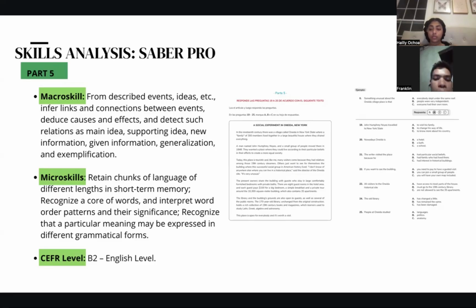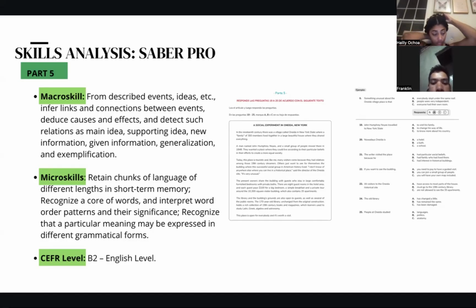Right here we have microskills, which are going to be important to evaluate them. In a micro quiz, we had to take into account the description of the events and ideas, and also to infer the links and connections between the events. In this case, the micro quiz refers to identifying the causes and effects, and also identifying the main idea, the supporting ideas, and the rest of the information which are going to be important in order to analyze the rest of the content.